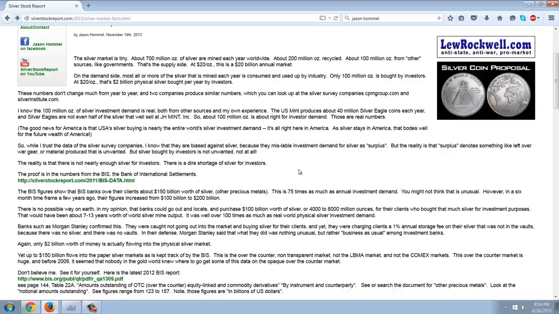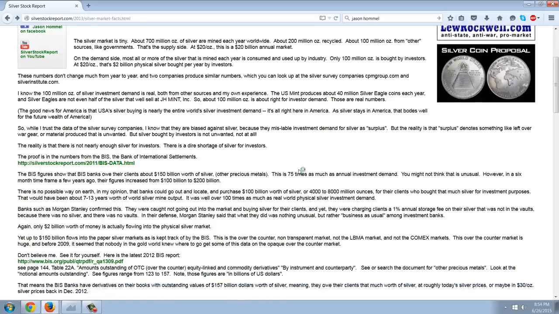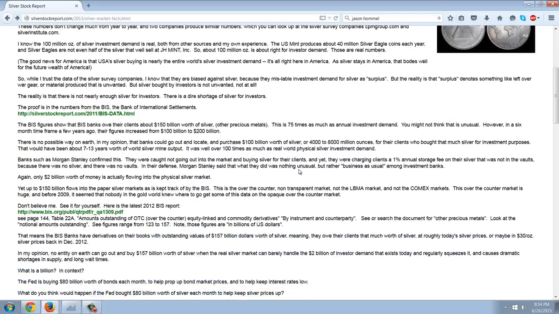But the reality is that surplus denotes something leftover, war gear or material produced that is unwanted, but silver bought by investors is not unwanted, not at all. The reality is there's not nearly enough silver for investors. There is a dire shortage of silver for investors. The proof is in the numbers from the BIS, the Bank for International Settlements.